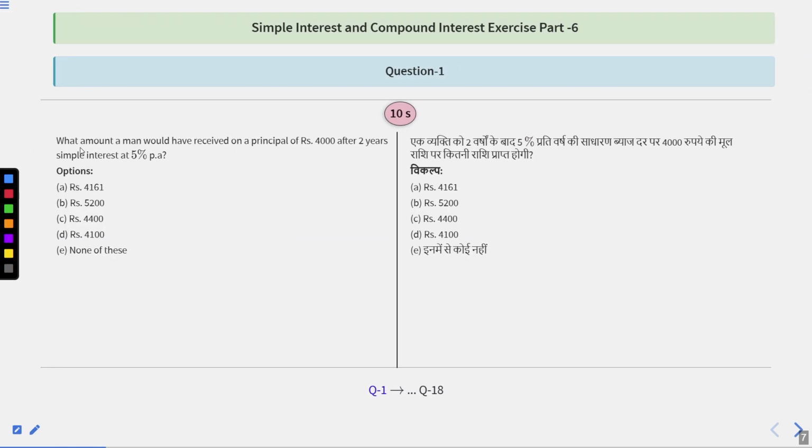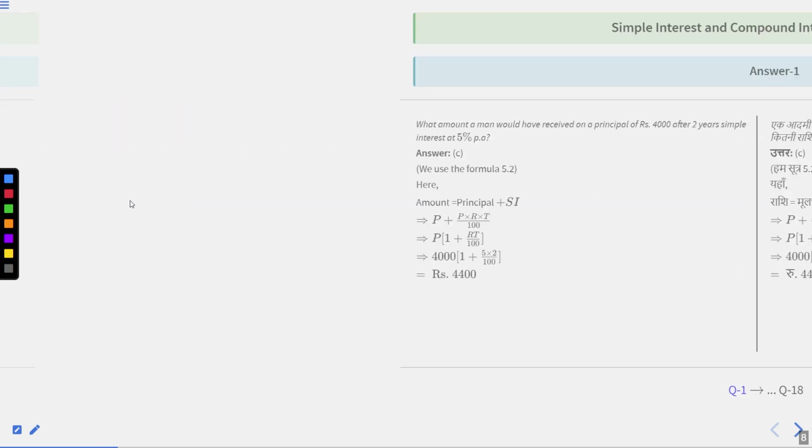First question is, what amount would a man have received on a principal of rupees 4,000 after 2 years of simple interest at 5% per annum? You have 5 options and 10 seconds to analyze the question. Your time starts now. Now time's up. Let's see the solution.